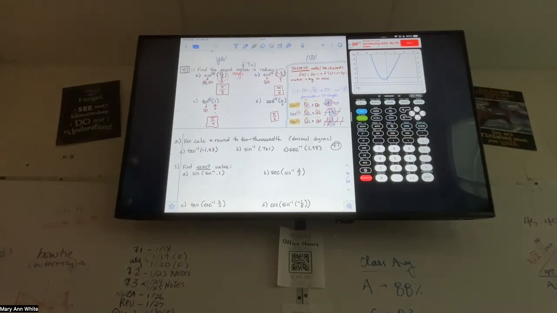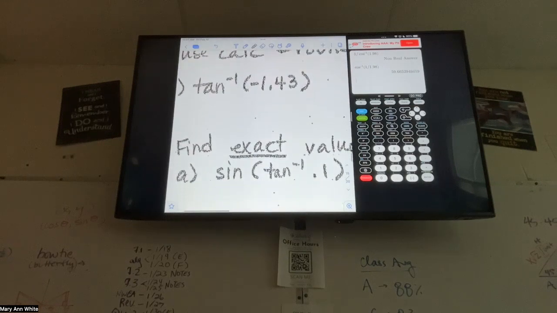The directions say use calculator and round to the 10,000th decimal degree. So what mode should I be in? Degrees. Whatever you want it to come out, you got to put it in. So I was just in radians because we were graphing earlier, so I'm going to go into degrees. Do you remember how to get a tan to the negative first on your calculator? Second chance. Second tan, so we're gonna go second tan and then type in negative 1.43.